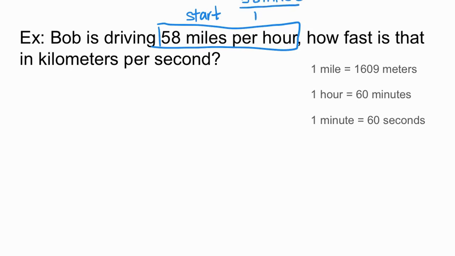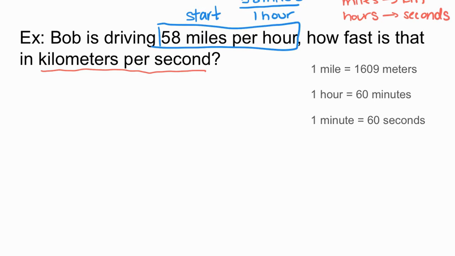per 1 hour. So because our starting point both has units on top and bottom, it does make this slightly more complex. So we're trying to figure out if Bob is driving 58 miles per hour, how fast is that in kilometers per second? So we have 2 goals here. We need to get miles to kilometers, and then we also need to get hours to seconds.